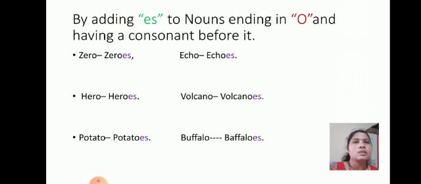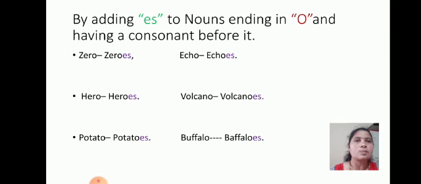The next rule is by adding es to nouns ending in o and having a consonant before it. Now we all know there are 5 vowels and 21 consonants in the English language. The 5 vowels are A, E, I, O, U, and the remaining 21 are consonants.